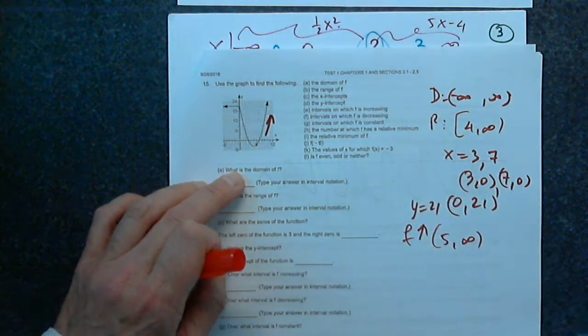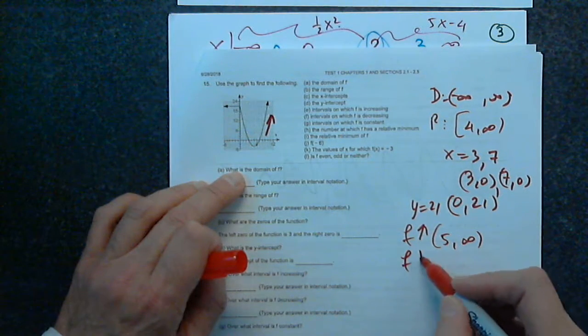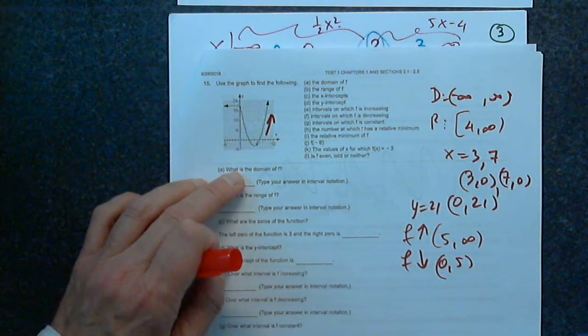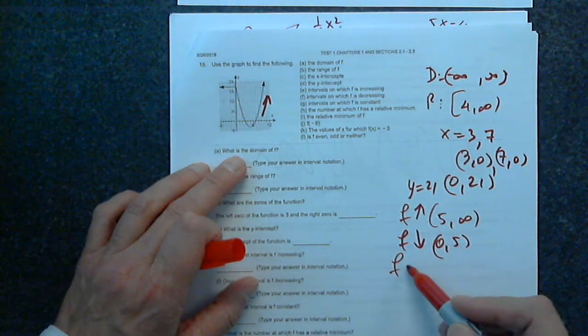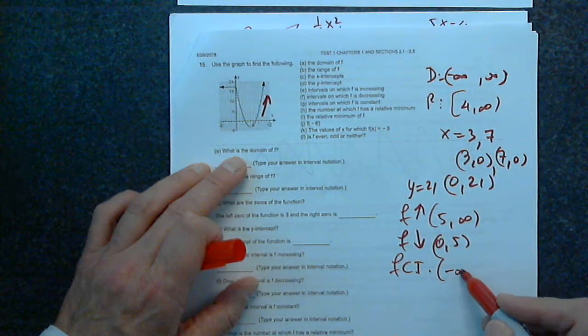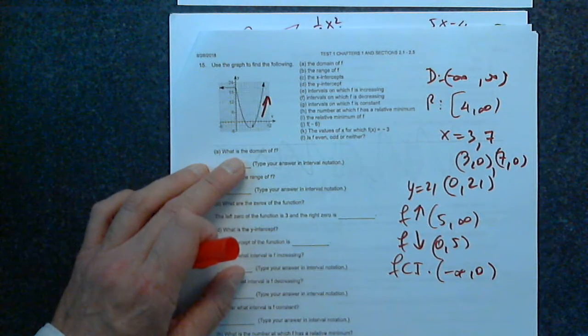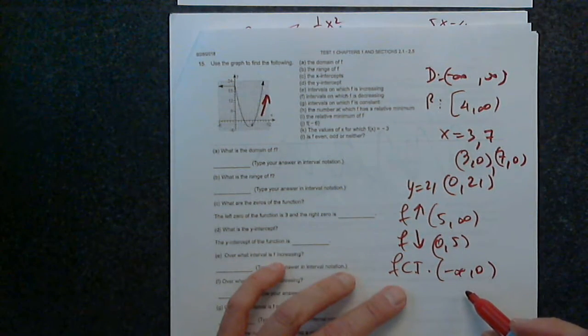Intervals on which f is decreasing. 0 to 5. Awesome. Intervals on which f is constant. F is constant from negative infinity to 0. Great job. Any questions? Do we have to write negative infinity to 0, or does it matter? I wrote 0 to negative infinity. Do I need to change it? Absolutely. We read and write from left to right.